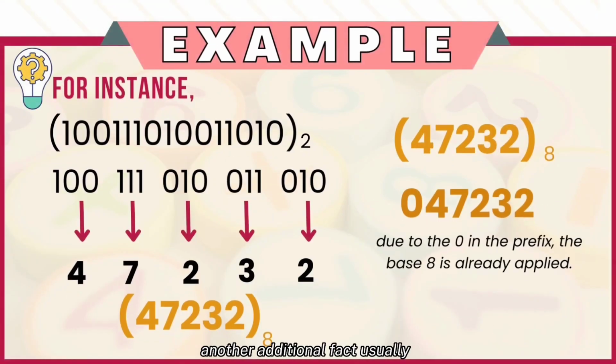Another additional fact, usually octal values are written adding a 0 as its prefix. The value can also be written as 047232 due to the 0 in the prefix. The base 8 is already implied.